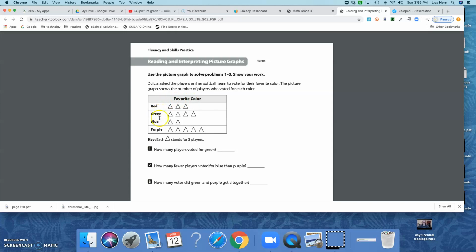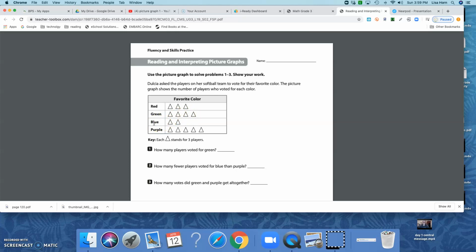So we have red, green, blue, and purple. Down here we have a key. Did you remember to look at your key, or did you get mixed up and forget? Because each triangle stands for 3 players. So how many people voted for red? 3, 6, 9. How many voted for green? 3, 6, 9, 12. Blue.